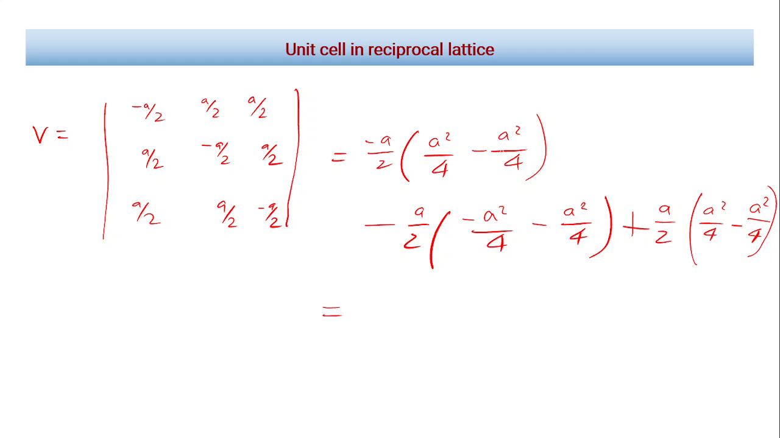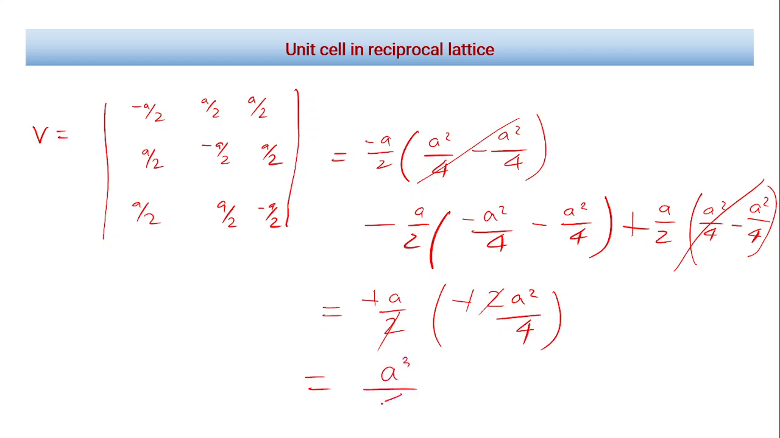So you see, this will be cancelled, this will be cancelled, we'll be left with this minus A by 2. This will be minus 2A squared by 4, minus minus plus, and 2 to cancel. A cubed by 4 is the volume. That's correct.